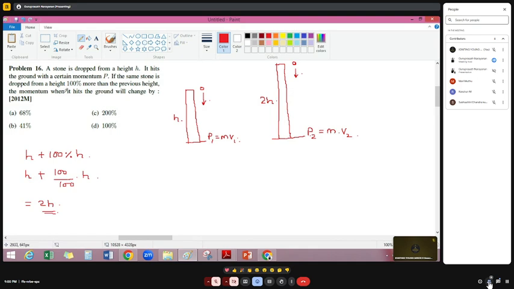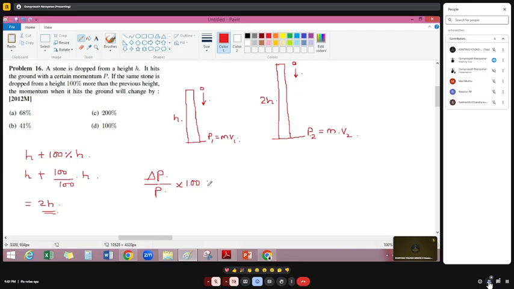So listen carefully: momentum when it hits the ground will change by how many percentage. Are they asking the change in momentum? No. Are they asking the fractional change, change in momentum by original momentum? No, they are not asking the fraction. They're asking percentage, which means I have to multiply by 100. They didn't say exactly what they're asking properly, right? By looking at the options, you should know that they're asking for the percentage change in momentum.